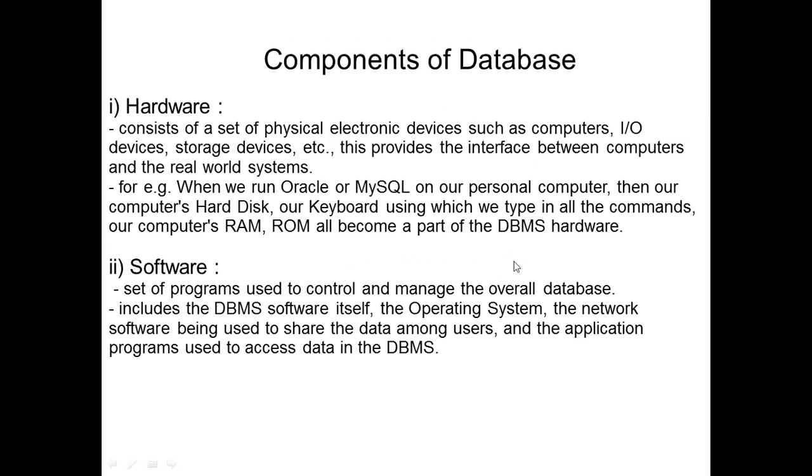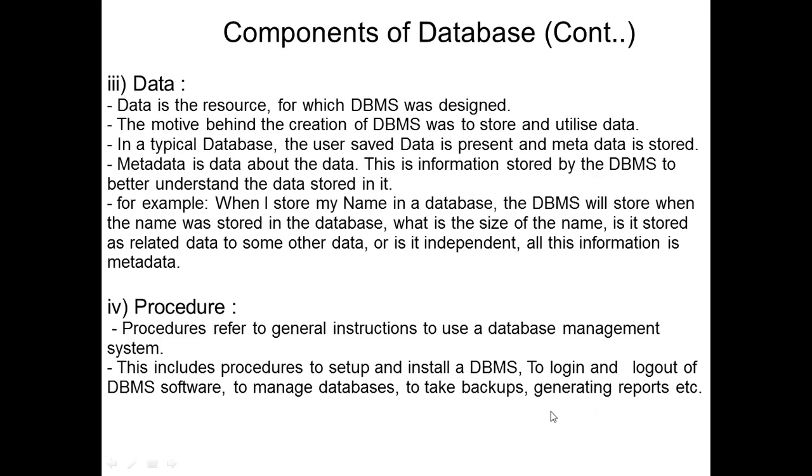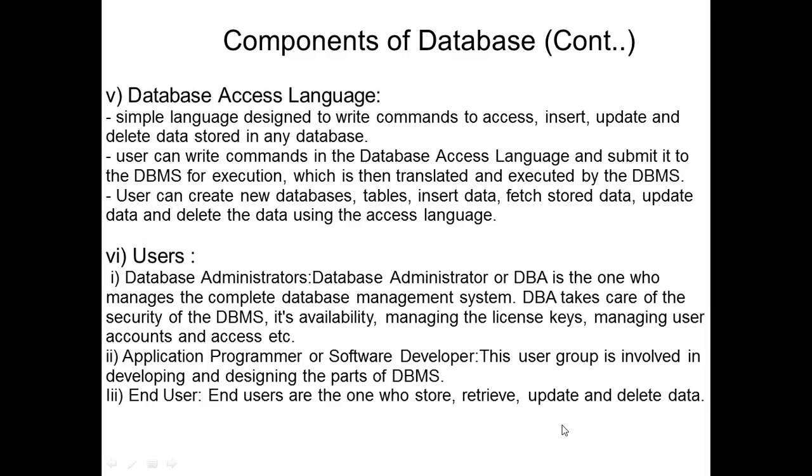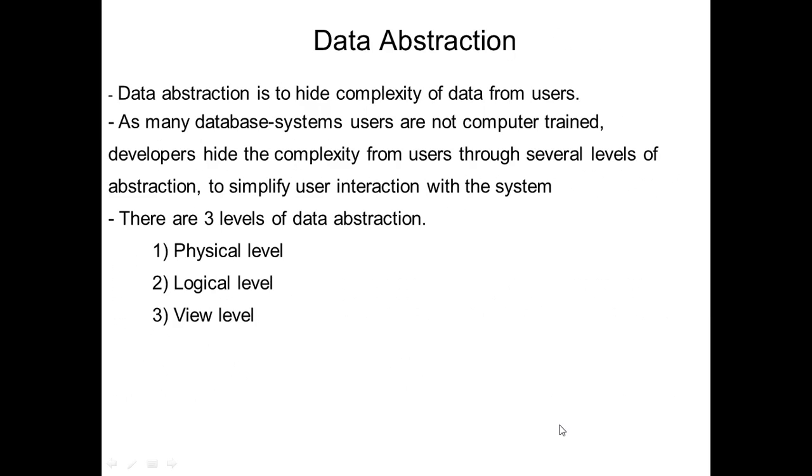Now here I have given the explanation about different components of database. Now we will see the next part, that is data abstraction. Abstract means what? To give the brief idea, means to give or to display only the main thing. Do not display the whole thing. Okay, so what is the definition? Data abstraction is to hide the complexity of data from the users.